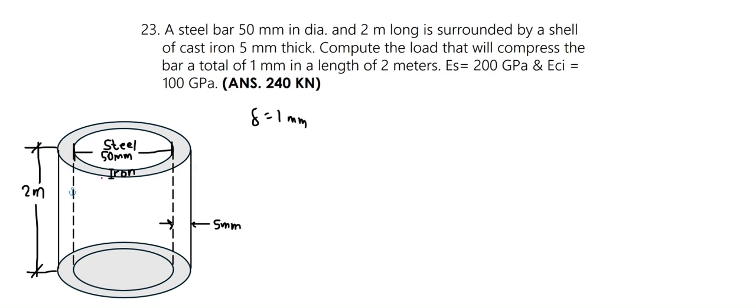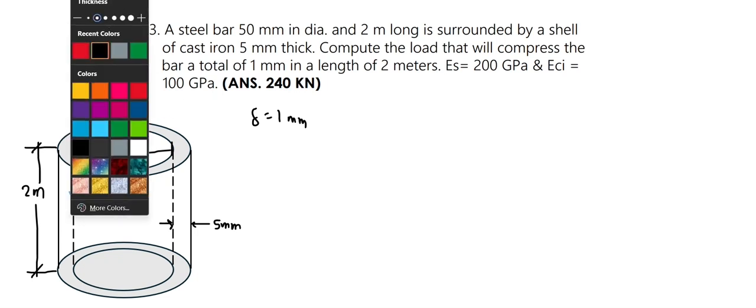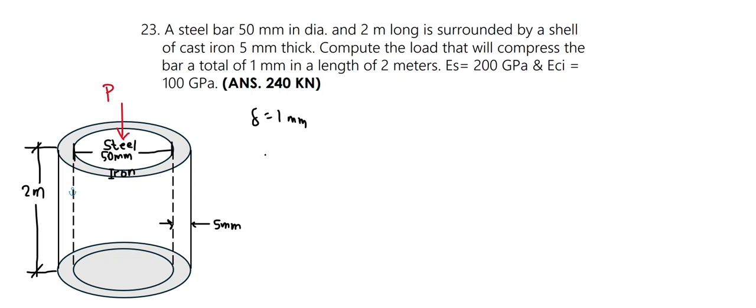Now, because the cast iron is bound to the steel, the force P applied on the composite figure will tend to produce a deformation of steel that is equal to the deformation of iron. To solve for the total force P, we utilize the formula for the deformation of steel and iron and solve for the applied loads on each material. Then we add up the applied force due to steel and iron.